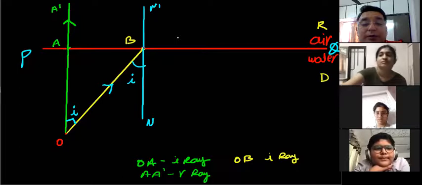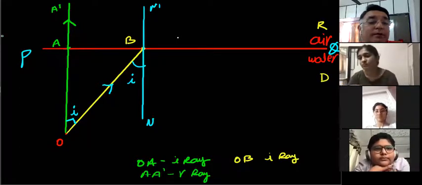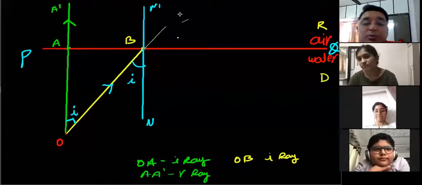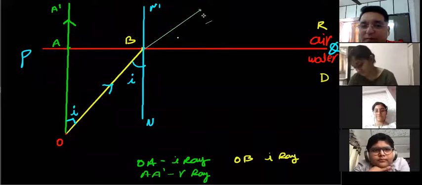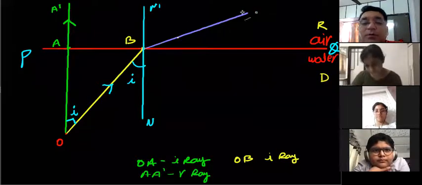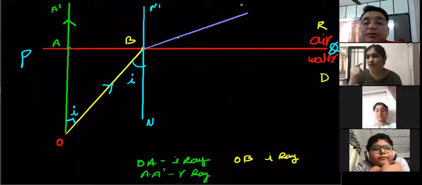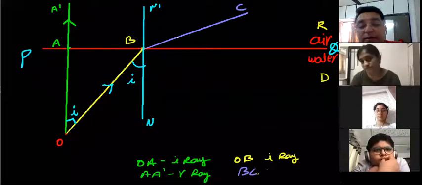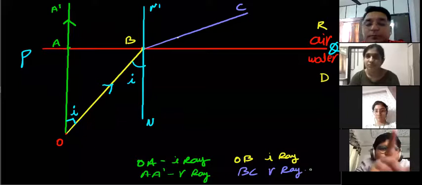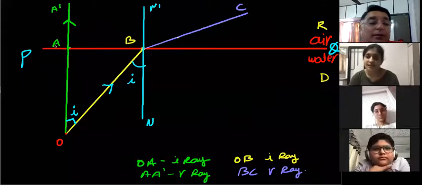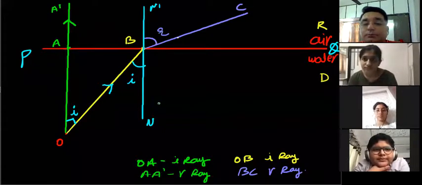Now what happens to the ray of light at this point of incidence B? The ray of light is supposed to go straight, but it will bend away from the normal, right? It is supposed to go straight like this, but it will bend away from the normal. So let's say this is our C. So BC will become our refracted ray. Everyone clear up to here, right? And this angle over here will be our angle of refraction. Okay. In order to draw the image, this is our second refracted ray.